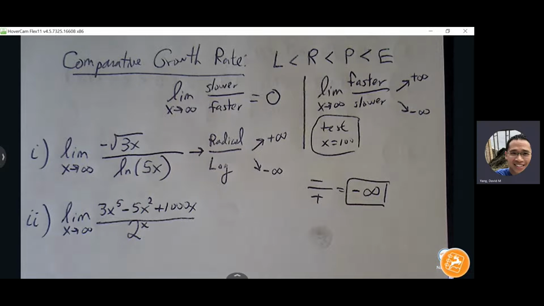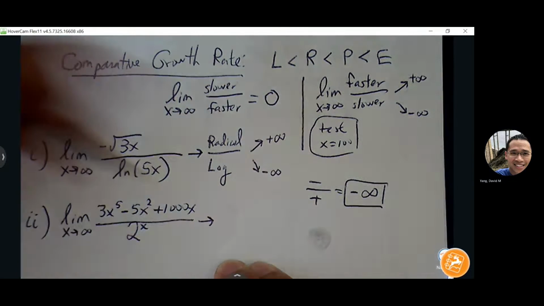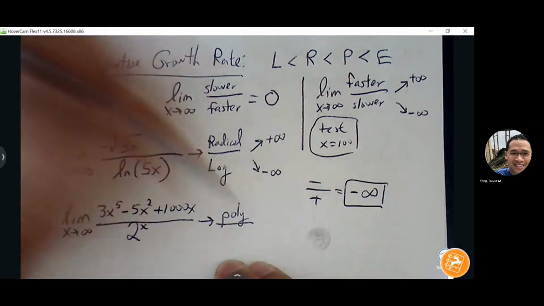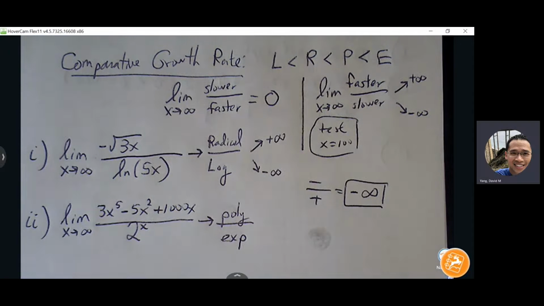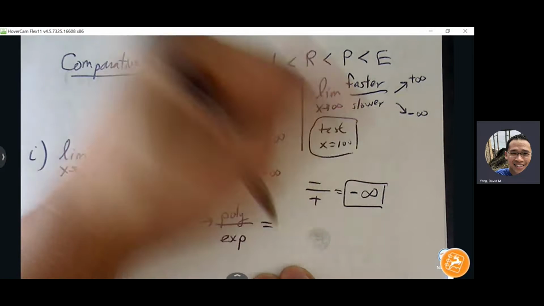Okay, number 2, what category is above? Polynomial. Denominator is exponential. Which side is growing faster? Denominator, therefore limit is 0.